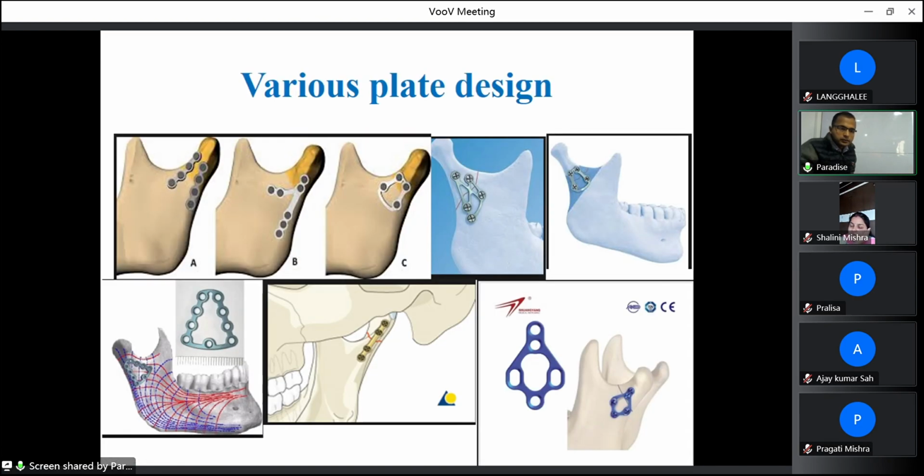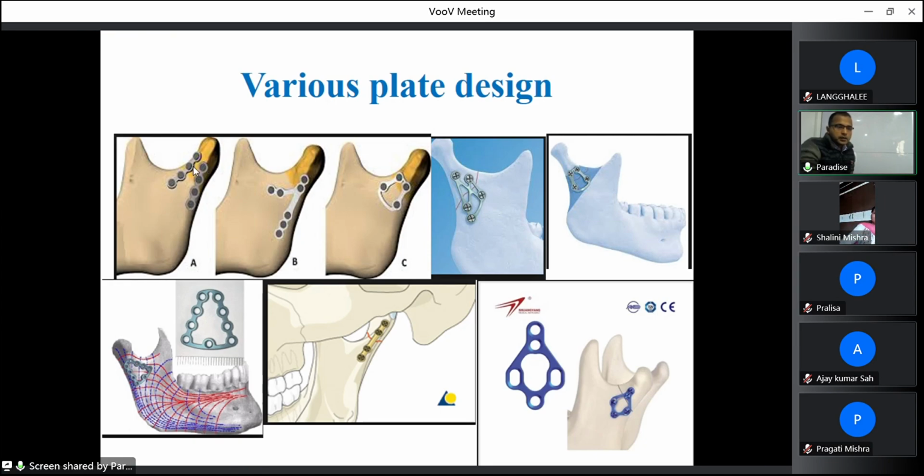Now, there are various plate designs. You can put either 2 plates or lambda separate plate. These are the recent advances. The problem with these 2 plates is you have to place 2 plates and 6 screws. If you use trapezoidal plate, only 4 screws are sufficient. And this 3D design plate is called 3D plate because the plate itself is not 3-dimensional, but it prevents the 3-dimensional movement of the condyle. That's why they are known as 3D plate.